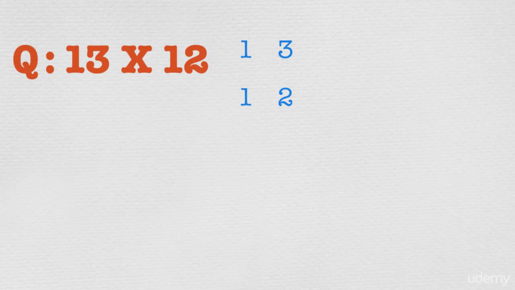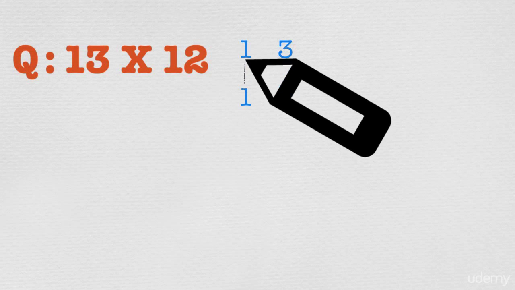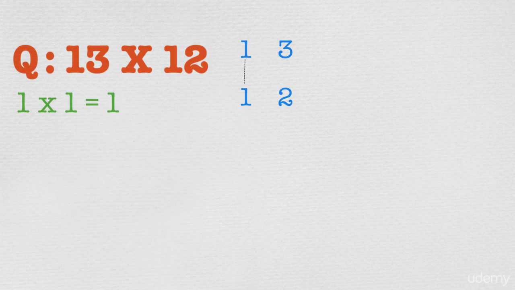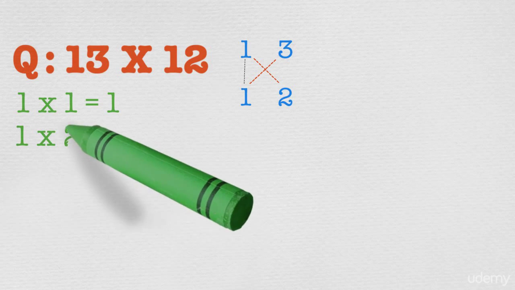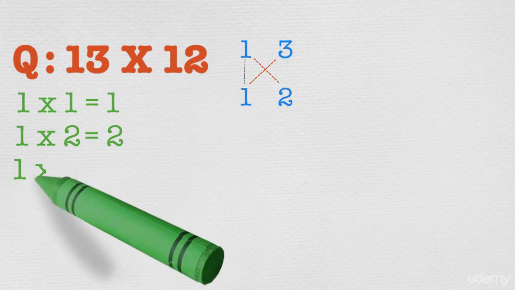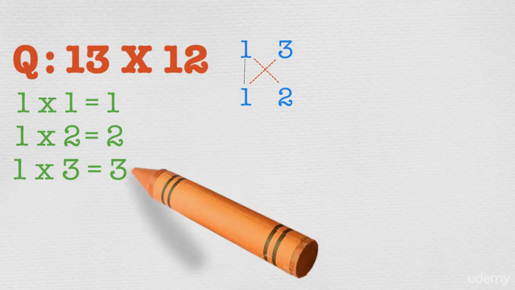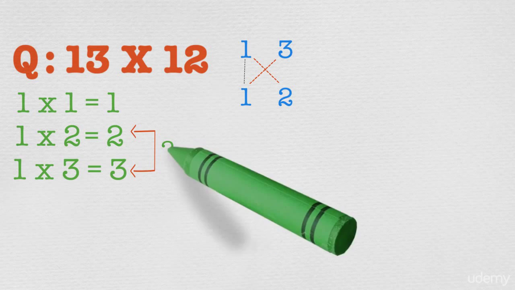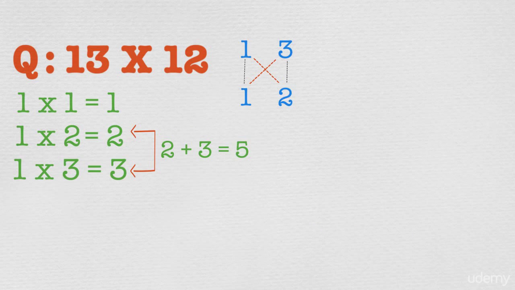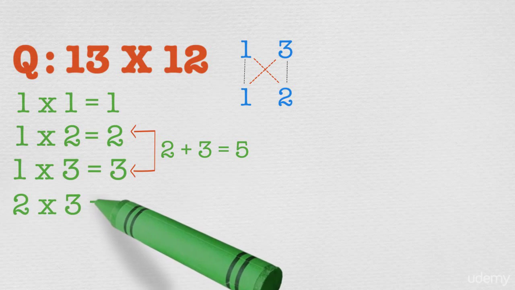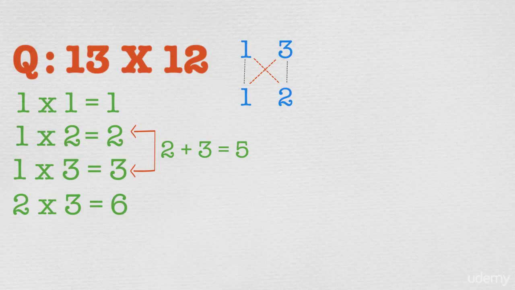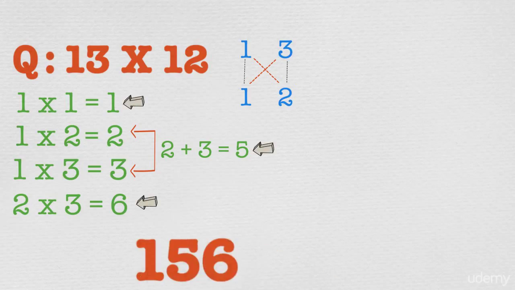We first group these leftmost numbers vertically and multiply them. 1 into 1 is 1. We then cross multiply the numbers. 1 into 2 is 2 and 1 into 3 is 3. We then add these results. 2 plus 3 is 5. Finally, we group these rightmost numbers vertically and multiply them. 2 times 3 is 6. And clubbing the results, we get 156, which is the correct answer.